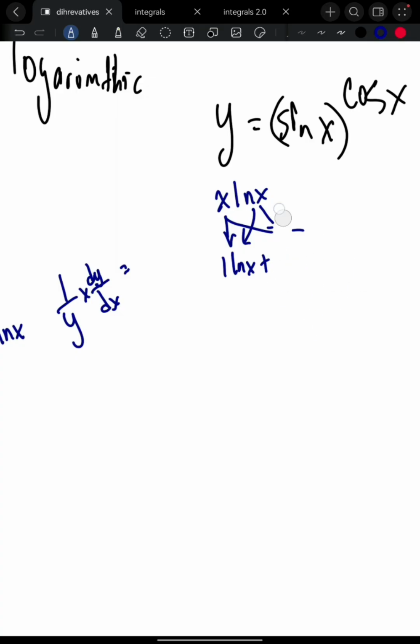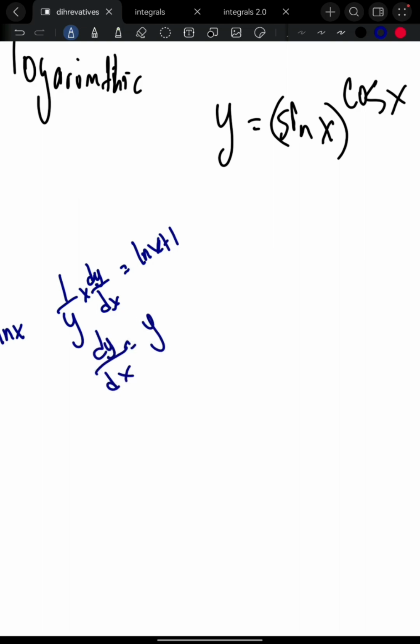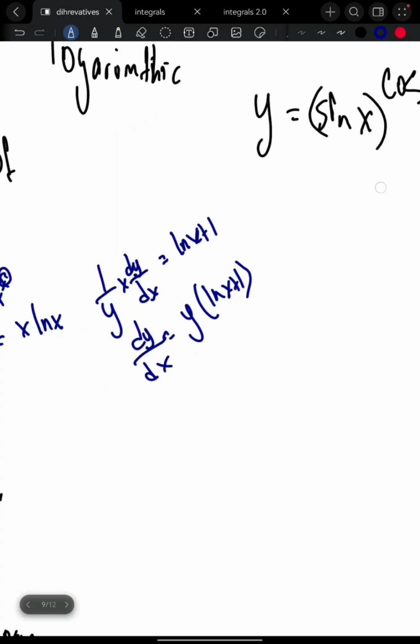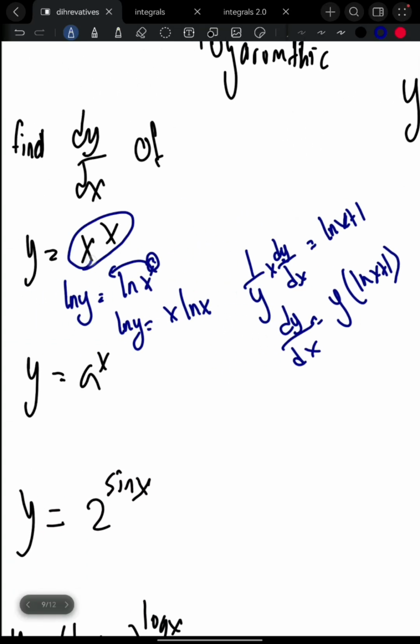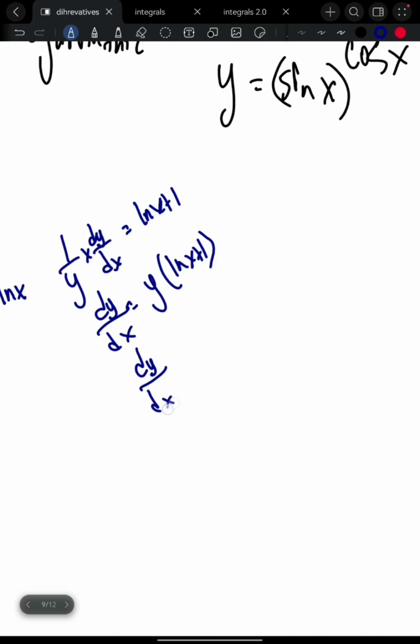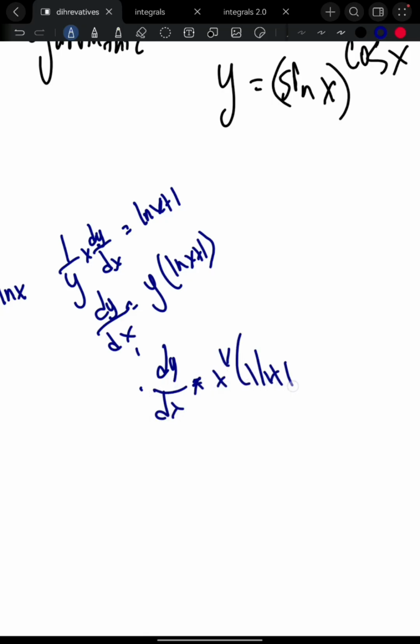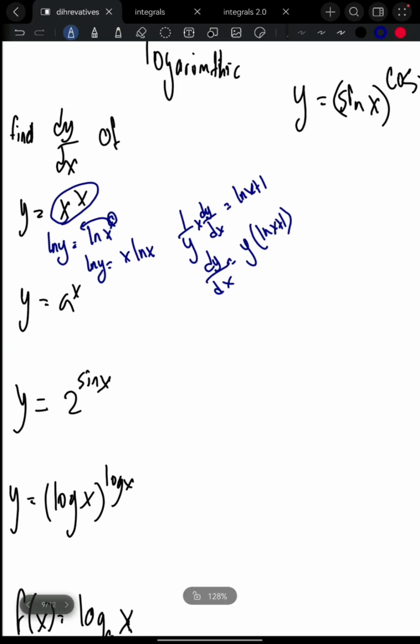So you're gonna say 1 over y times dy by dx is equal to ln of x plus 1. Then we're gonna multiply both sides by y. So you're gonna get y times (ln of x plus 1). But don't forget, we said y is equal to x to the x, right? So you're gonna write dy by dx. Why is it slanting like that, bro? dy by dx is just x to the x times (ln of x plus 1). I don't mind the handwriting. Anyways, a to the x, same thing. Obviously, y'all memorize this. This is the answer, right?